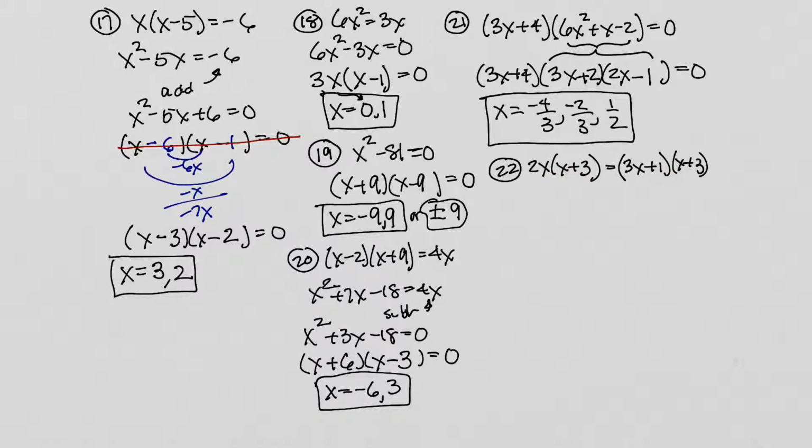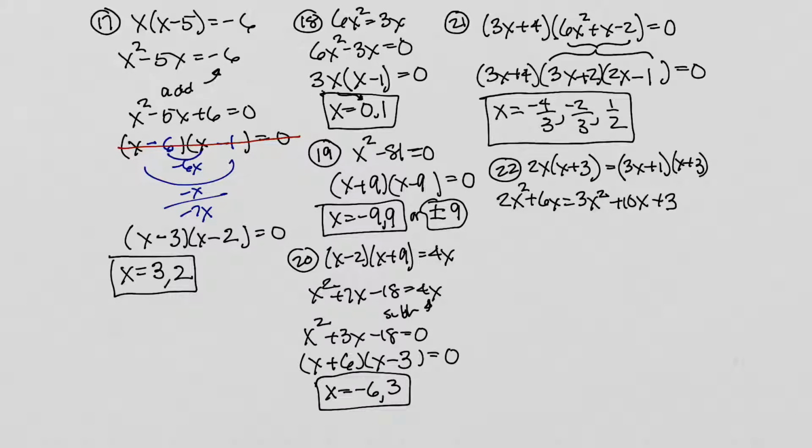We'll multiply that out. So this will give us 2x squared plus 6x equals, now let's multiply here. First and first gives us 3x squared. And then the outer product and the inner product. The outer is 9x, and one more is 10x. So plus 10x. And then the last and the last gives us a 3, so plus 3.